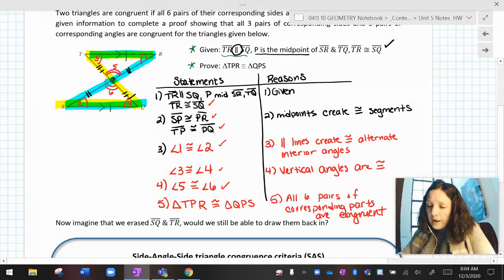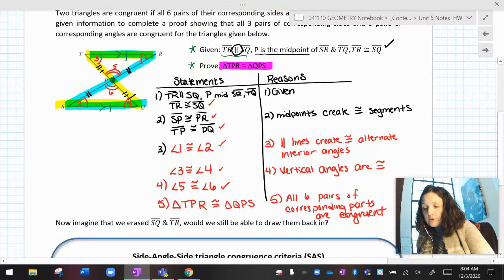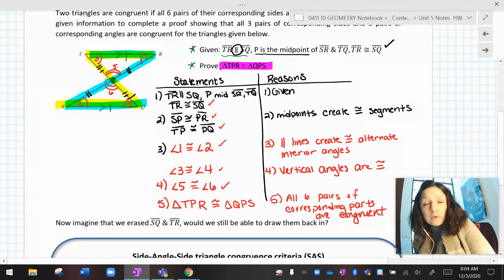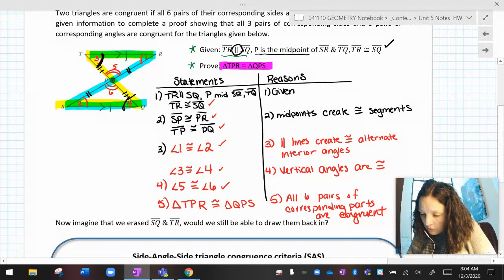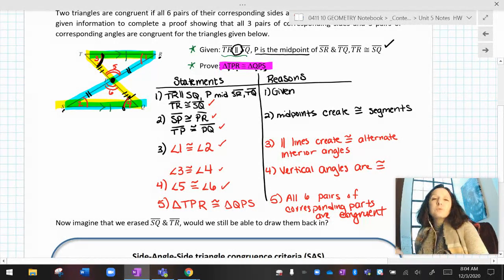Now, one other thing I want to mention here is the order in which I said it. TPR is congruent to QPS. You have to make sure that those line up. So if you ever had to write a triangle congruence statement from scratch, you need to make sure things match. So T matches with Q. Okay, so T and Q are in the same position. Let's see what comes next. P. P is in the middle, and P is in the middle twice. And then R matches up with S, R with S. So just make sure your corresponding letters relate to your corresponding parts.